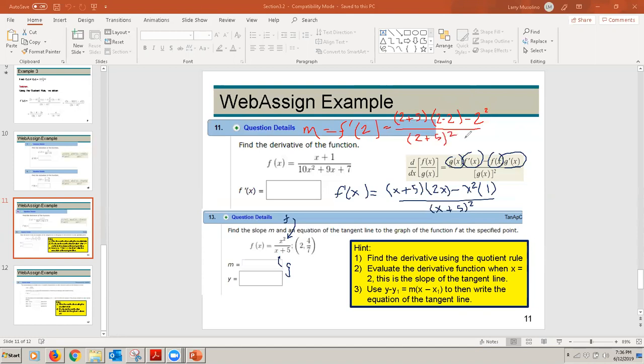Let's see, let's work this out. This is going to be 7 times 4 minus 4. So it looks like on top we're going to have 26. And on the bottom, 2 plus 5 is 7. 7 squared is 49. So this is a messy fraction here. 26 over 49. That's the slope of the tangent line. So that would be the answer to this first part of this problem.